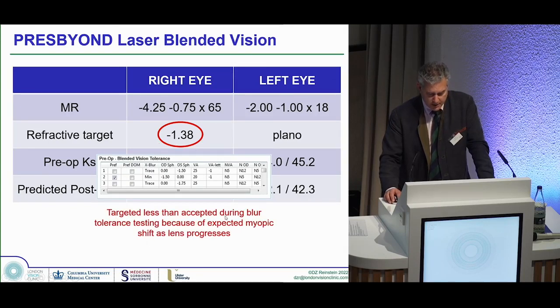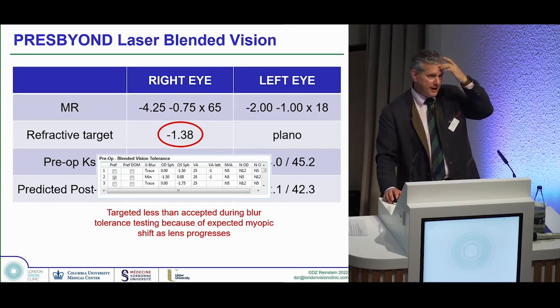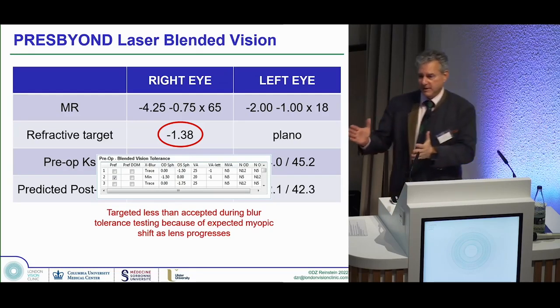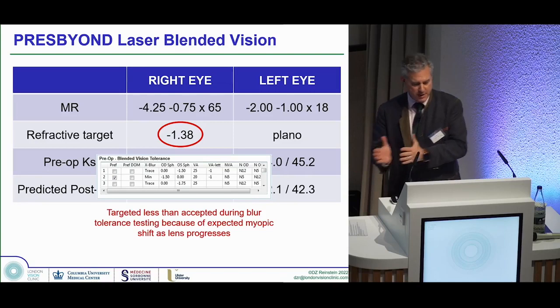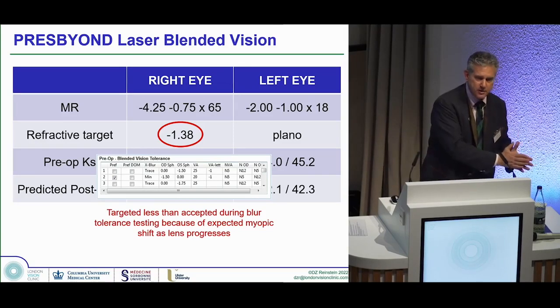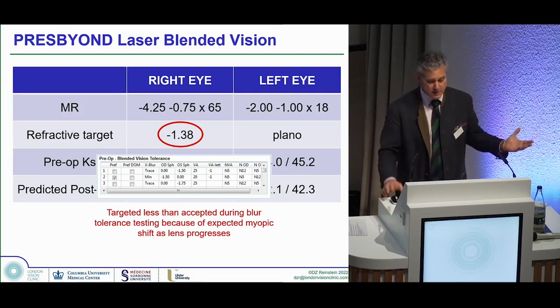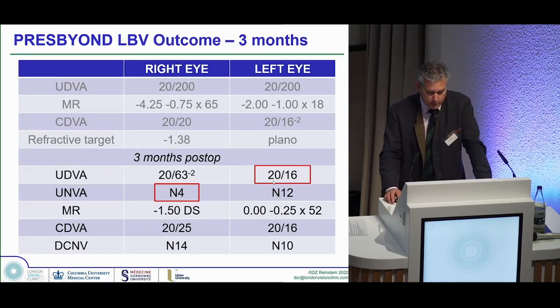Targeted less than accepted because I knew that her right eye was myopicizing faster than her left. So I wanted to buy her some runway. So I didn't target her for 1.50, so she ends up 2.50 with monovision. I targeted her 1.38, so she ends up -2 in a year or two, and she's still fine and glasses free. And she ends up beautiful.